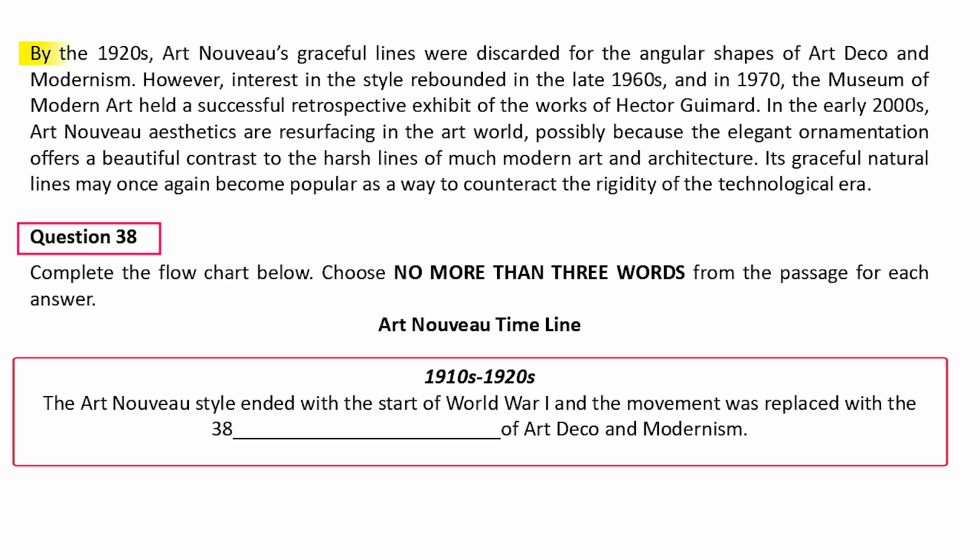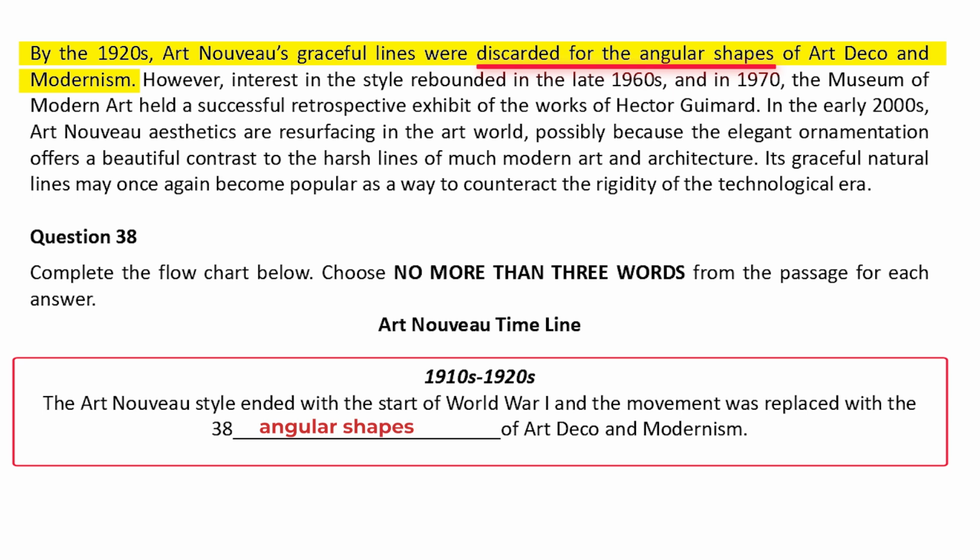It says, by the 1920s, Art Nouveau's graceful lines were discarded for the angular shapes of Art Deco and Modernism. The key phrase here is discarded for the angular shapes. That tells us the new style that took over had sharp geometric designs, quite different from Art Nouveau's flowing lines. So the correct answer for question 38 is angular shapes. This phrase fits perfectly into the sentence and accurately reflects what replaced Art Nouveau.